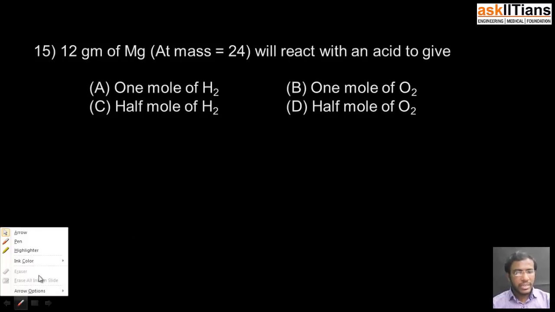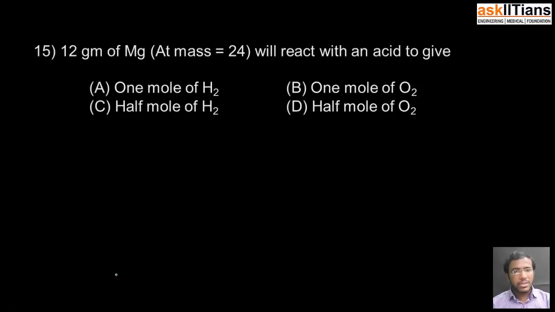Let's see question number 15. Question number 15 is: 12 grams of magnesium will react with an acid to give 1 mole of H2, 1 mole of O2, half mole of H2, or half mole of O2. For this you cannot solve it unless you know the reaction between magnesium and an acid.